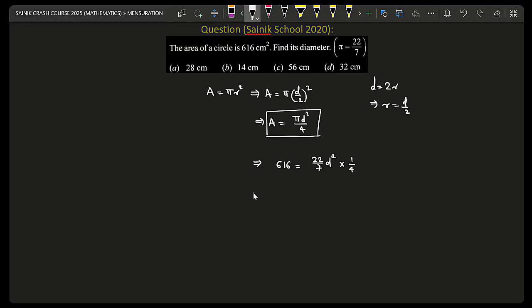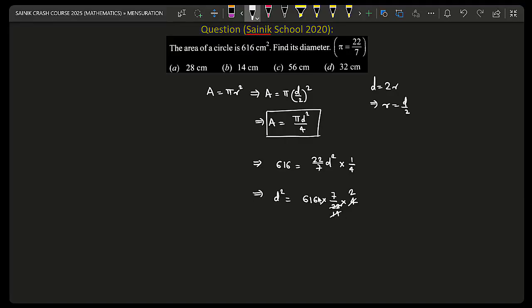Yes, sir. Okay, now I want the d square value. So what am I going to do? Sir, transfer 616 to the right side. No, the other numbers go to the left side. So 22 by 7 is going to be 7 by 22. 1 by 4 is going to be 4. Let's now simplify this. Two 2s are 22, two 11s are 22.